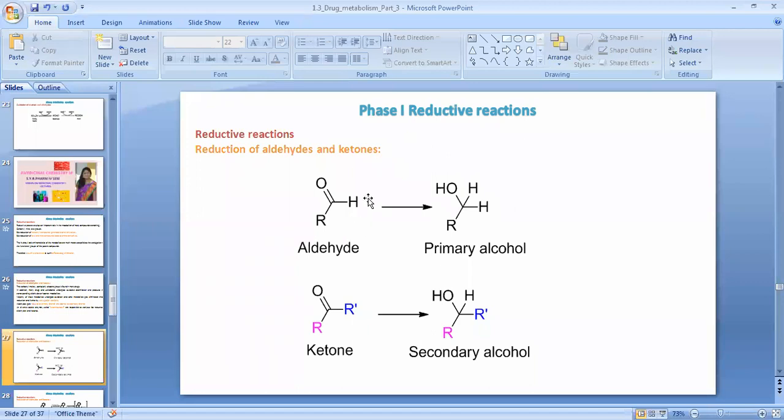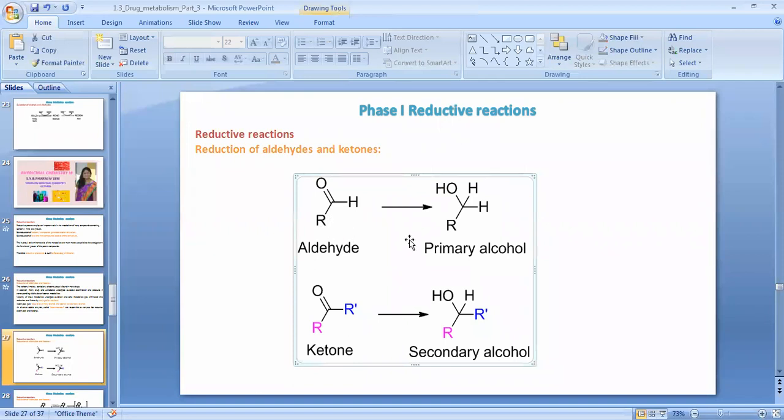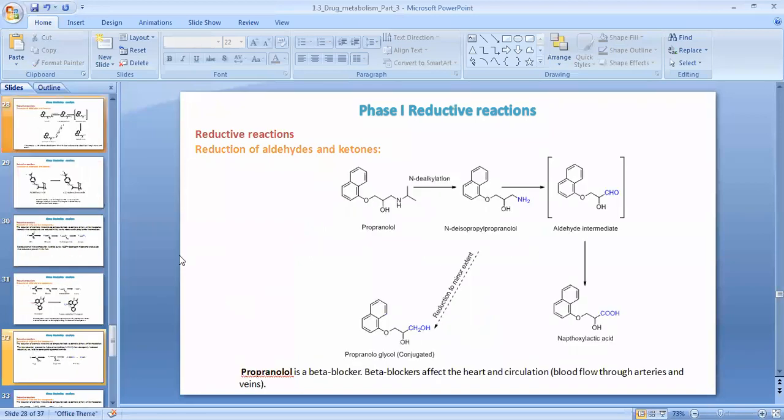Now, reductive reactions. Reduction of aldehyde and ketone. So what happens if the reductive reactions are done on the aldehyde and ketone molecule? It will convert the aldehyde molecule into a primary alcohol and the ketone molecule into a secondary alcohol. That's why they convert the drug molecule containing an aldehyde or ketone functional group into their corresponding metabolites, primary or secondary alcohols. That's why they facilitate the elimination of the drug molecule. Elimination means what? They are easily excreted out of our body.